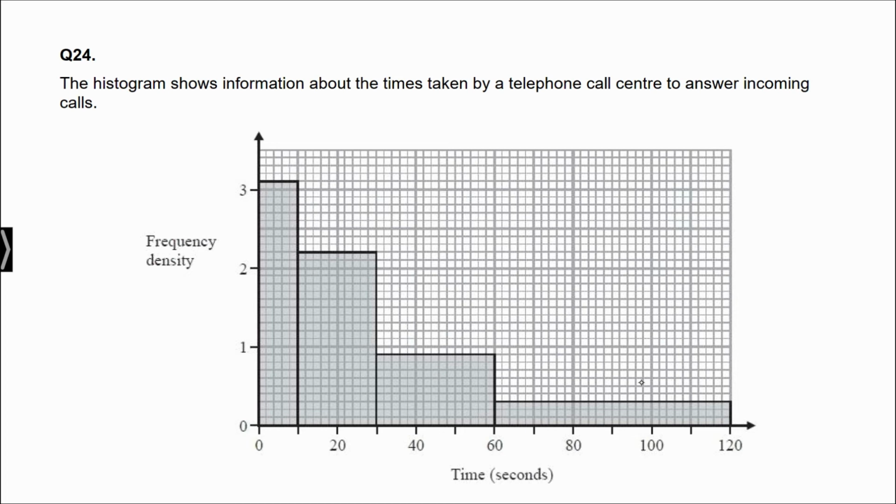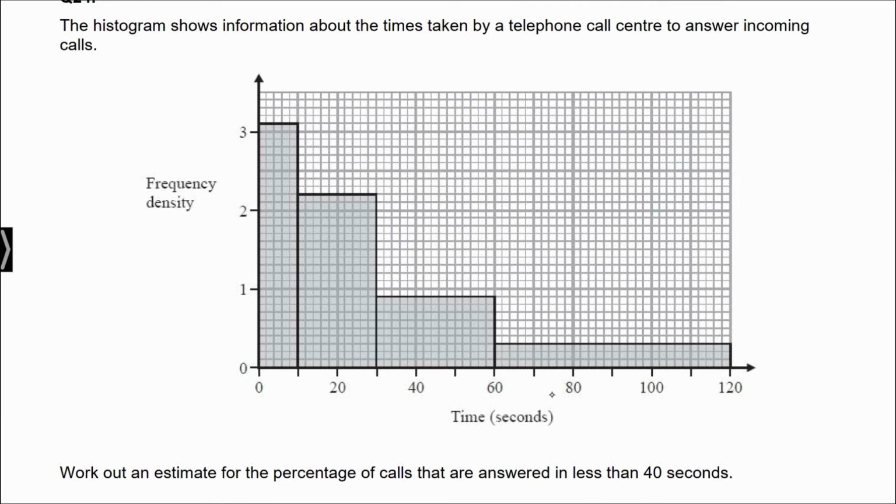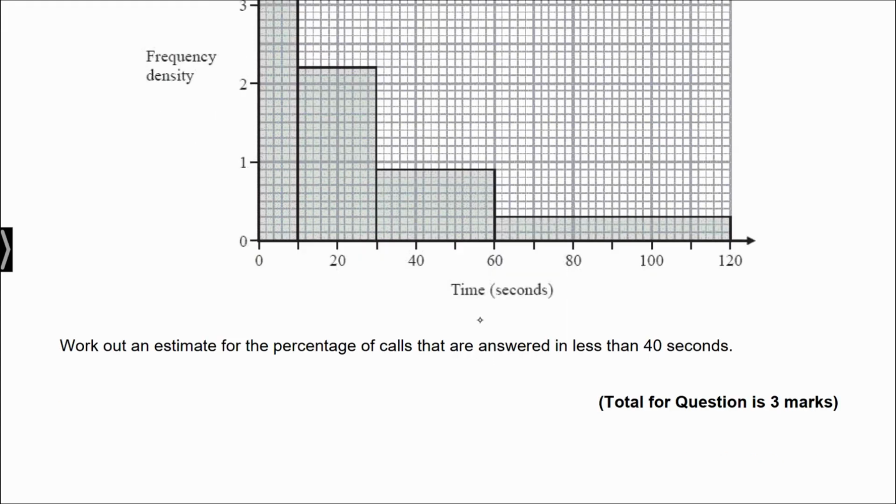Okay, next question, number 24. We have a histogram which shows information about times taken by a cell phone call center for answering incoming calls. Work out an estimate for the percentage of calls that were answered in less than 40 seconds. So less than 40 seconds, again, the area of the bar represents the number of calls.